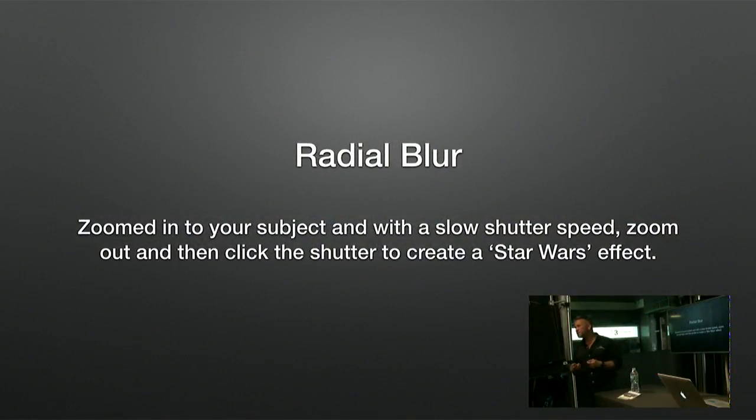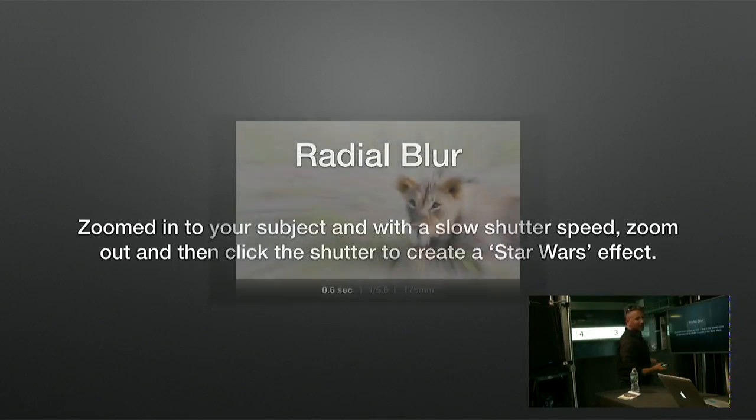Okay, radial blur. This is a strange one for wildlife. So you zoom in tight, slow shutter, click and pull back. Gives you that Star Wars effect. Yeah? So for wildlife, it has its application.